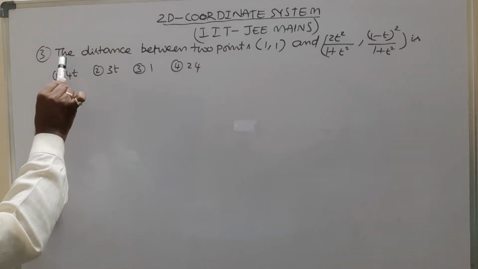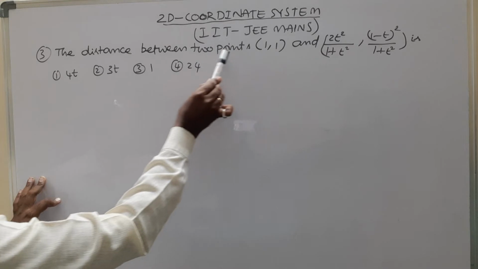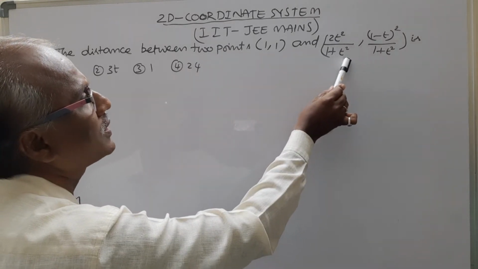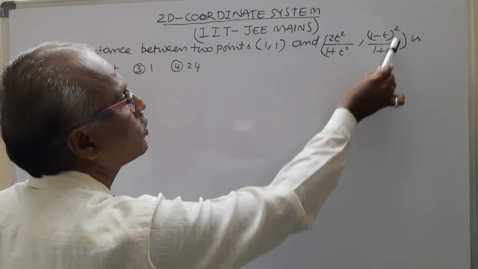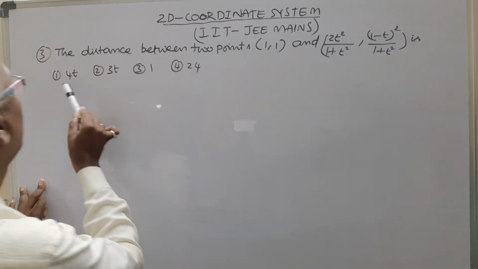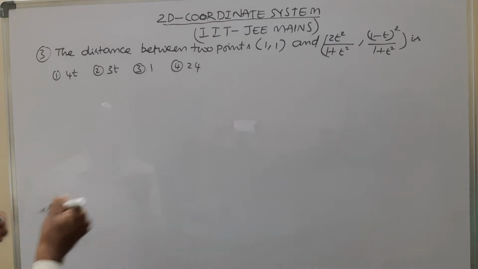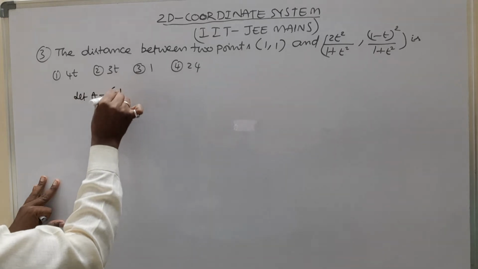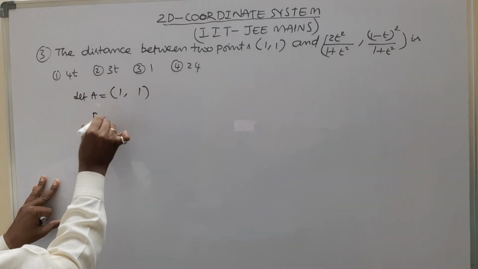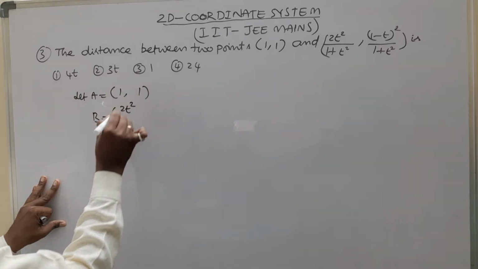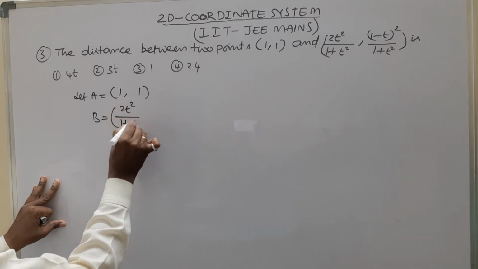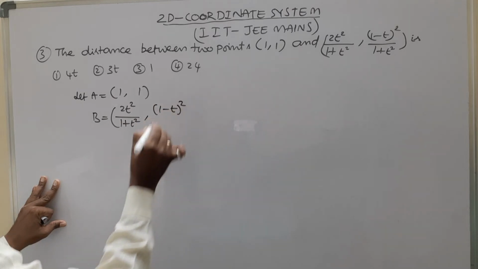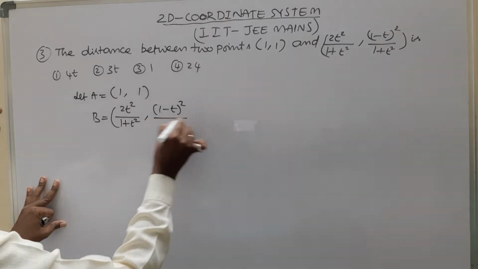Question number 3. The distance between the two points (1, 1) and (2t²/(1+t²), (1−t²)/(1+t²)) is... Here the 4 options are given. First point, let A = (1, 1), B = (2t²/(1+t²), (1−t²)/(1+t²)).